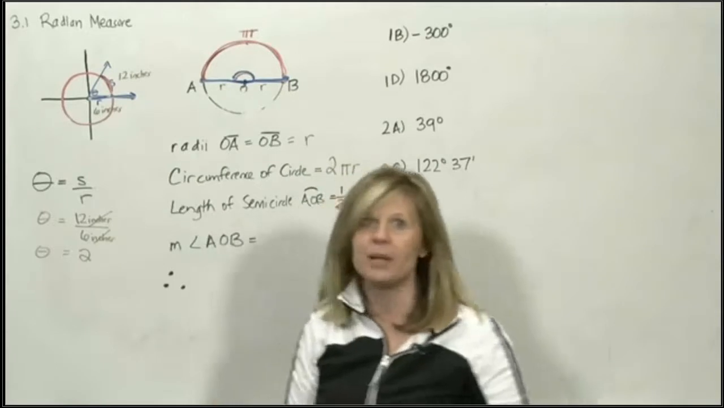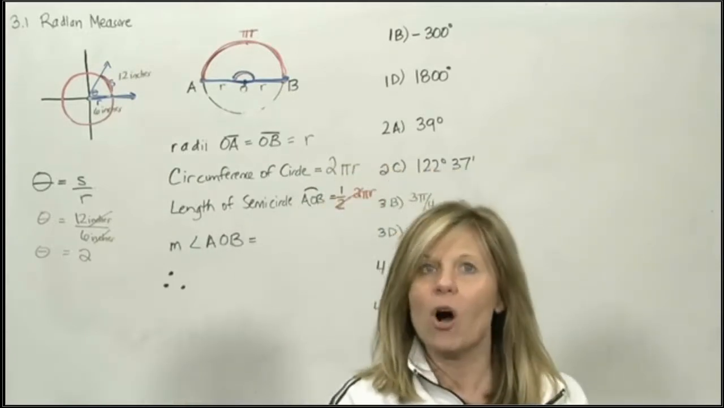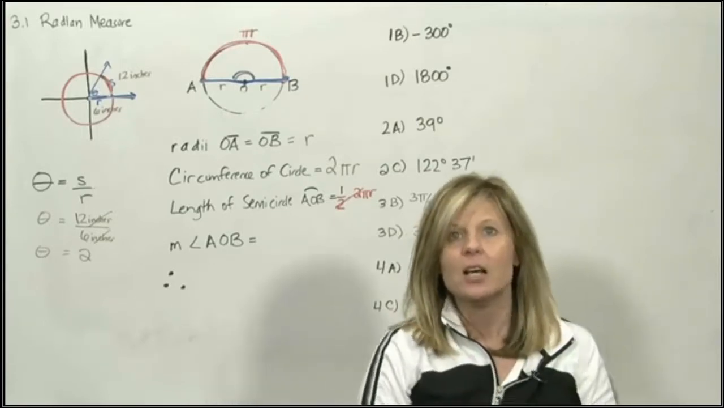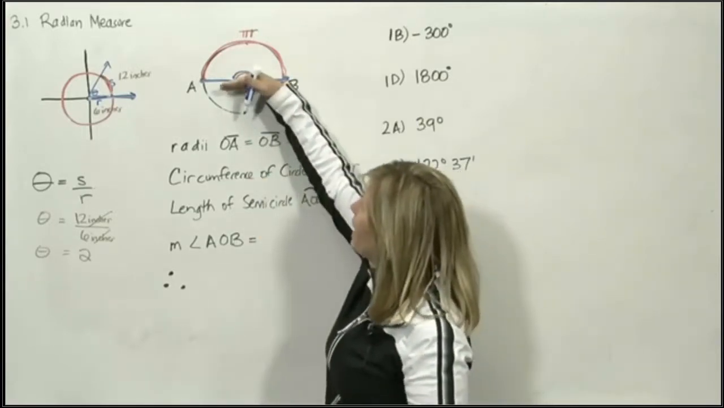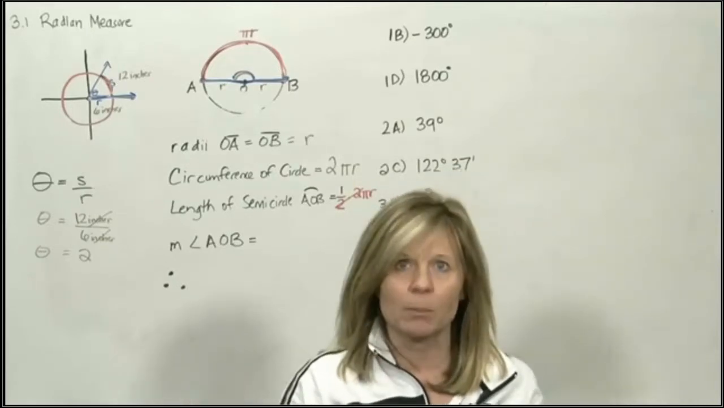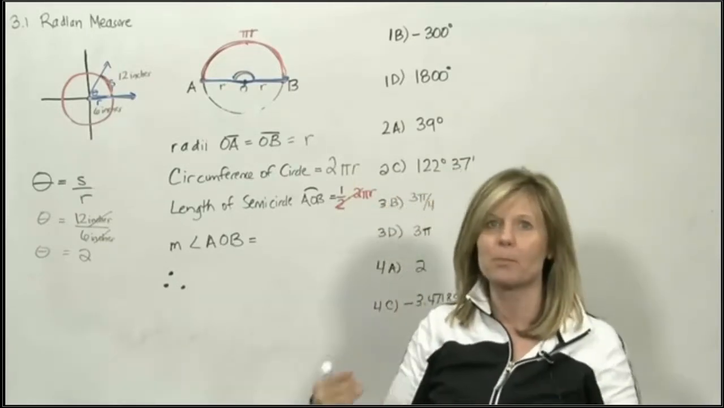Well, that happens to be a straight angle. And we all know a straight angle is how many degrees? Good, it's 180. So from geometry, we know that that angle is 180 degrees. But degrees is not a number. So I'm trying to find the number measurement.